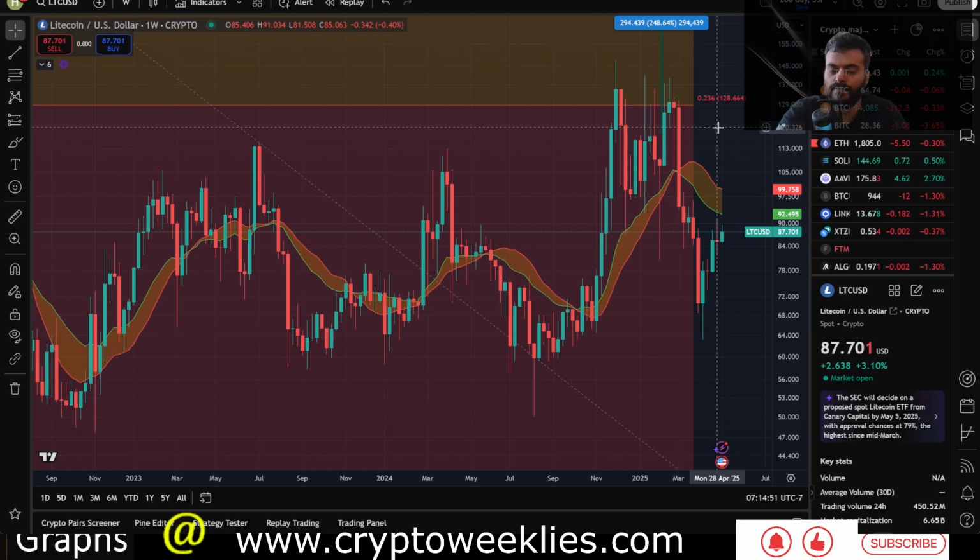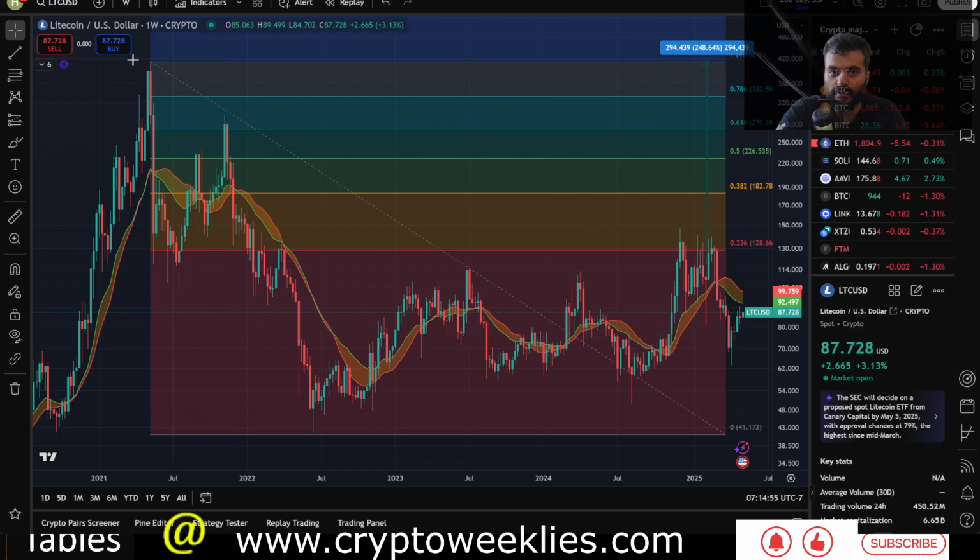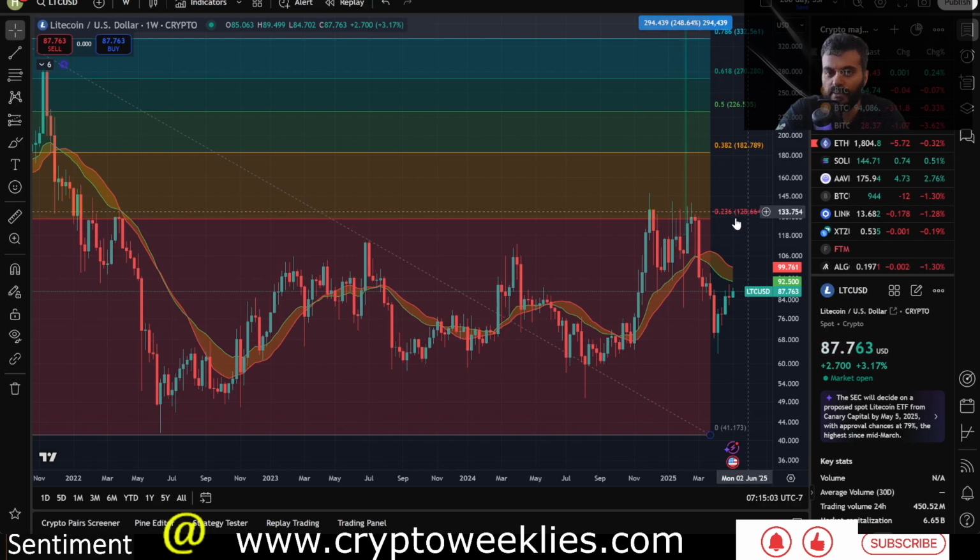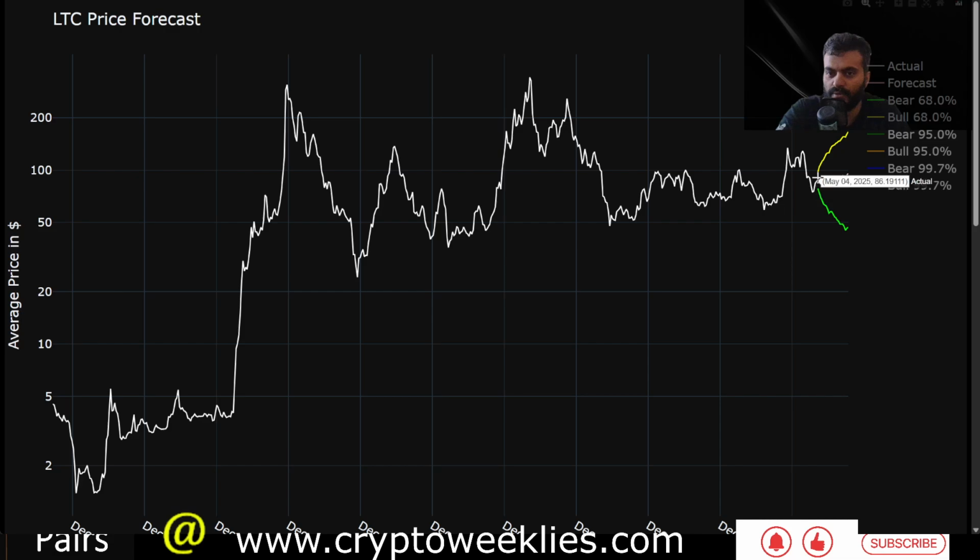If they were to break to the upside, the 0.23 fib level, based on the Fibonacci series based on the May 2021 peak, is at around $128. So those are the three levels of some importance per the machine learning based model trend on the weekly price action for Litecoin since 2014.